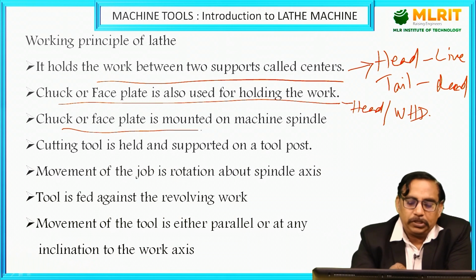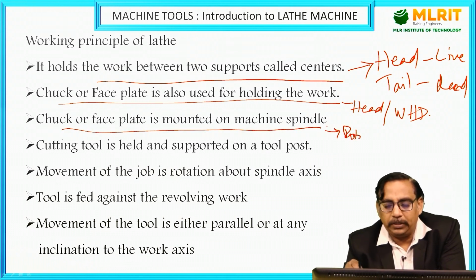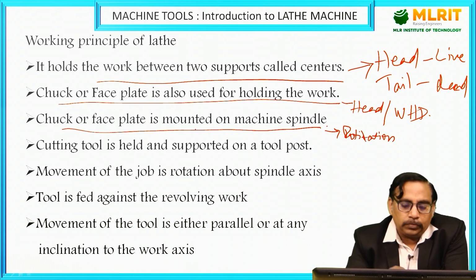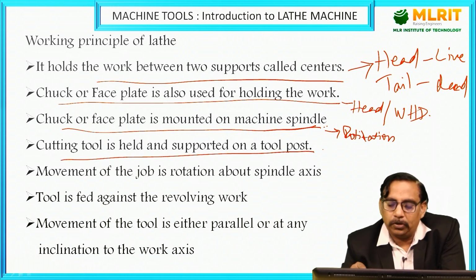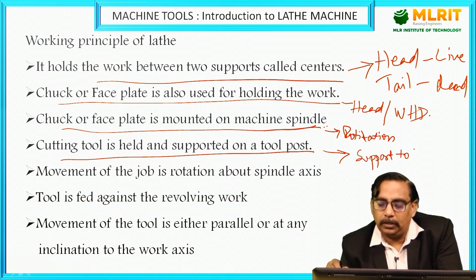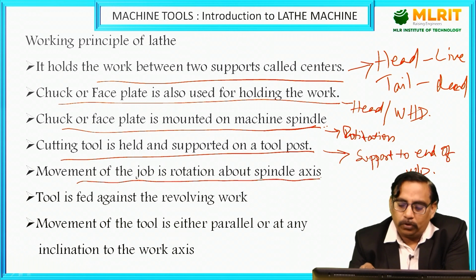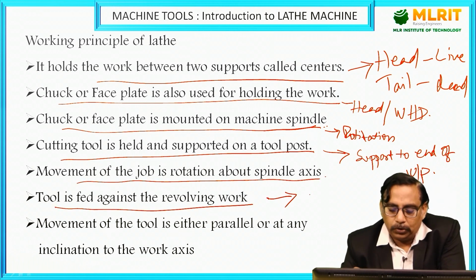A chuck or faceplate is mounted on the machine spindle, since we are saying that rotation of the workpiece will be there. The cutting tool is held and supported on the tool post, because the tool post supports it at the other end, giving support to the end of the workpiece. The movement of the job is rotation about the spindle axis. A tool is fed against the revolving work, because the tool is stationary here, right?